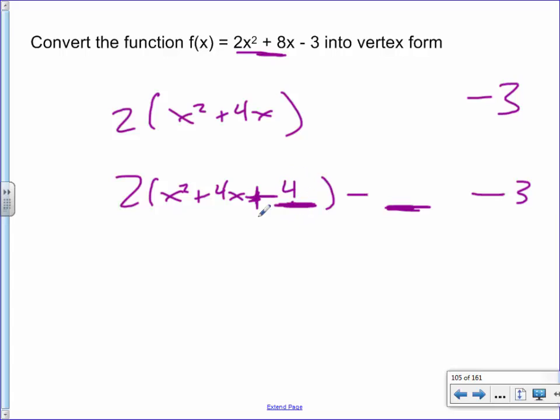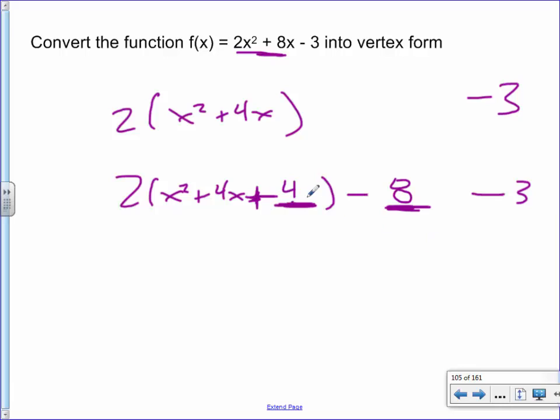Okay, what number needs to go here? 4 is correct, because half of 4 is 2, and 2 squared again is 4. Here's the most common mistake kids make. They put 4 right here. And that's not right. It's supposed to be 8.